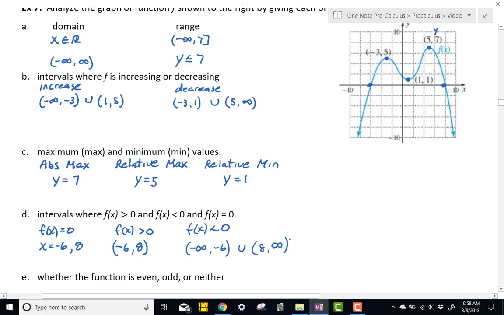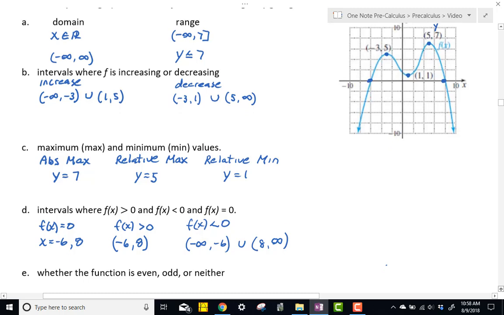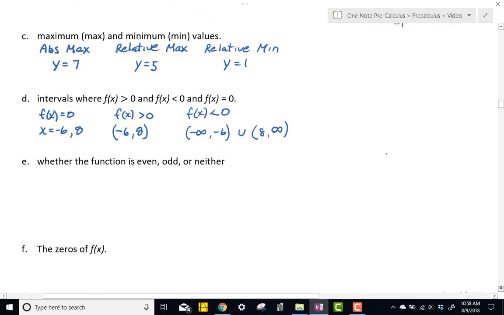You know what? We're going to skip letter E because we didn't do odds and evens here, so don't worry about that. And letter F: what are the zeros of f? Oh, we already got those. Equal to 0, x equals negative 6 and 8. Look at that. What a piece of cake, huh?